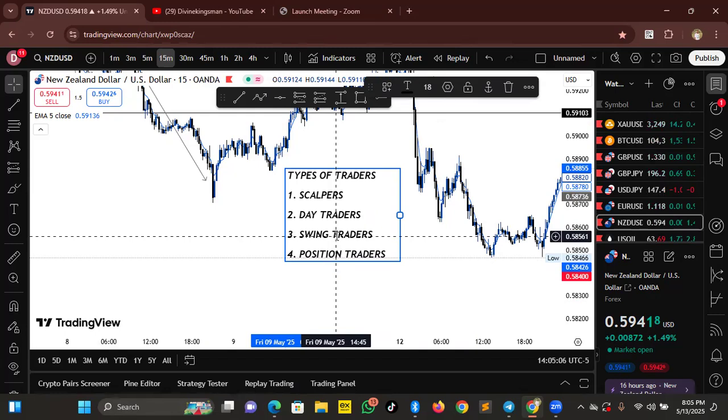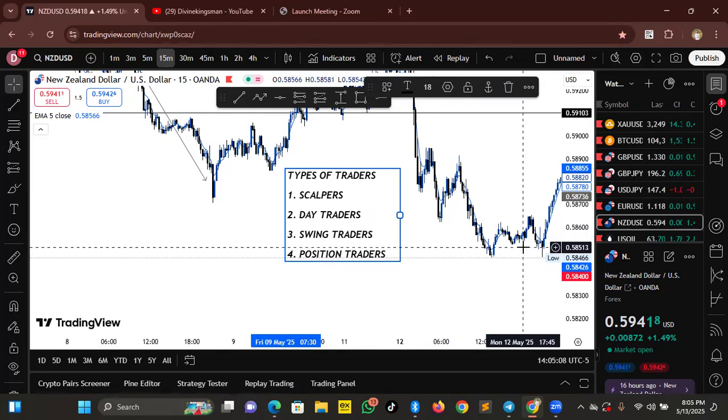Now, I said there are different types of traders. The first one are called scalpers, the second are day traders, the third are swing traders, while the fourth are position traders. Now, the first question is, who is a scalper? If someone says, okay, I'm a scalper, what do they mean by that? Let me explain what scalpers are.